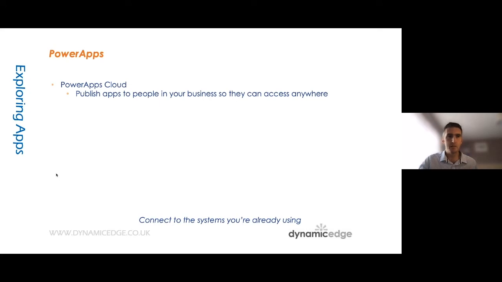So PowerApps Cloud: publish apps to people in your business so they can access them anywhere. Again, it's about that mobility key. For example, if I'm going out to visit a client and I really need to understand some data or quickly get something put in place, I can open up an app on my phone and put in the information that I want, and then everything else will take over. The integration and automation will take over so that my colleagues will be notified of what they need to do and when they need to do it.